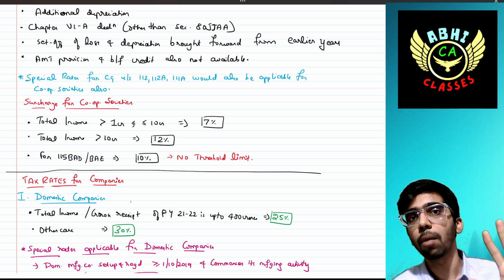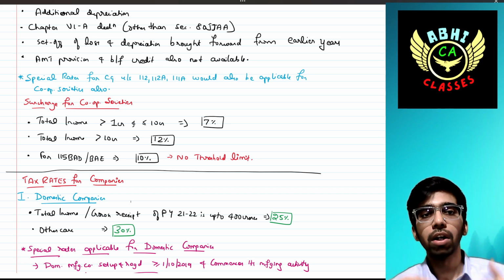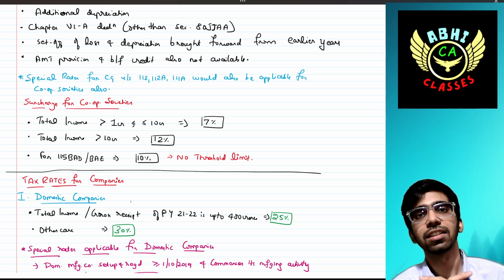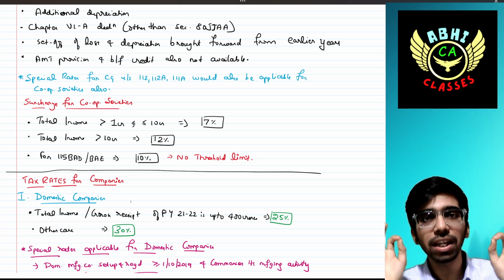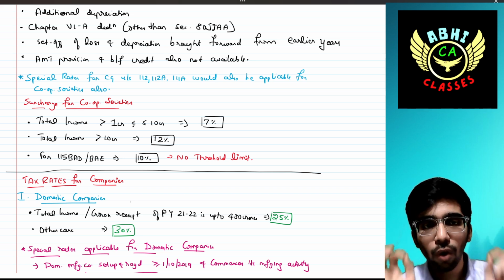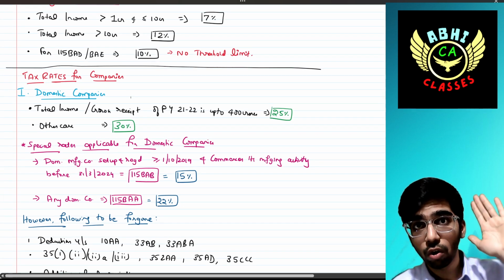For those who are not opting, the surcharge rate will be applicable based on their threshold limit. But if they are opting for 115BAD and 115BAE, the surcharge rate is 10% flatly. You need not see any of the income criteria. You need to add a surcharge of 10% directly. Okay. This is applicable for cooperative societies.